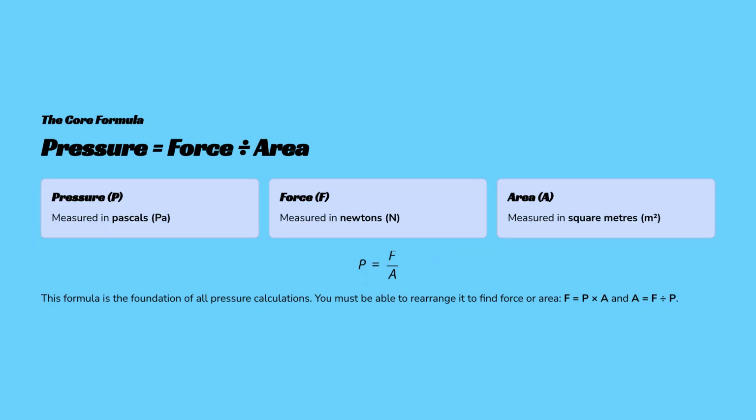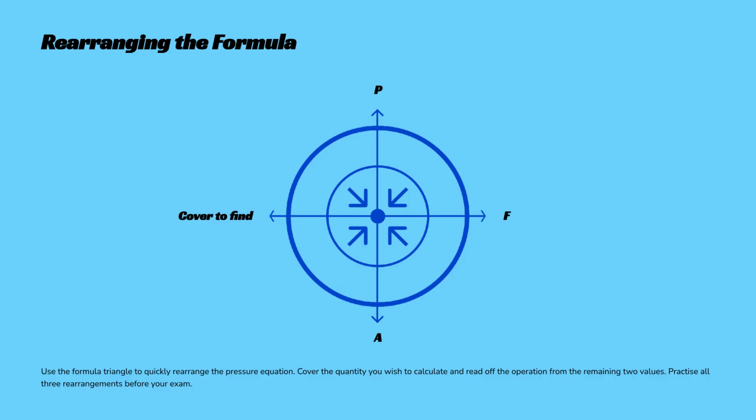The core formula for pressure is force divided by area. P stands for pressure in pascals, F for force in newtons, and A for area in square meters. Remember that you can rearrange this formula to solve for force or area. To easily rearrange the pressure equation, you can use a formula triangle. Simply cover the quantity you want to find, and the remaining values will show you whether to multiply or divide.